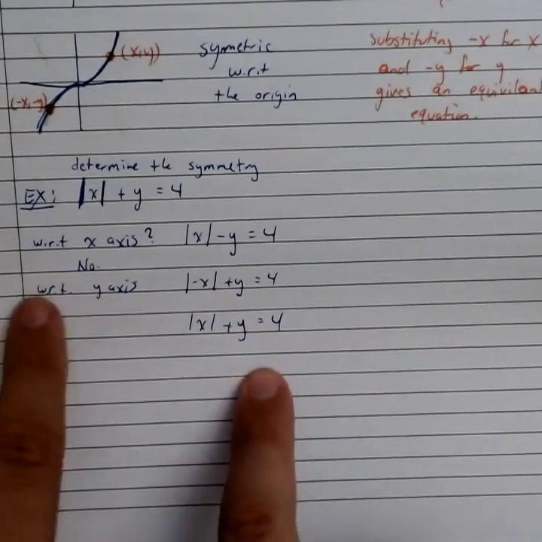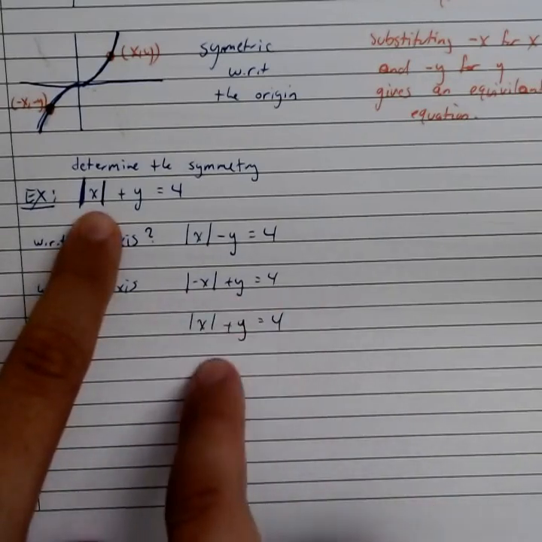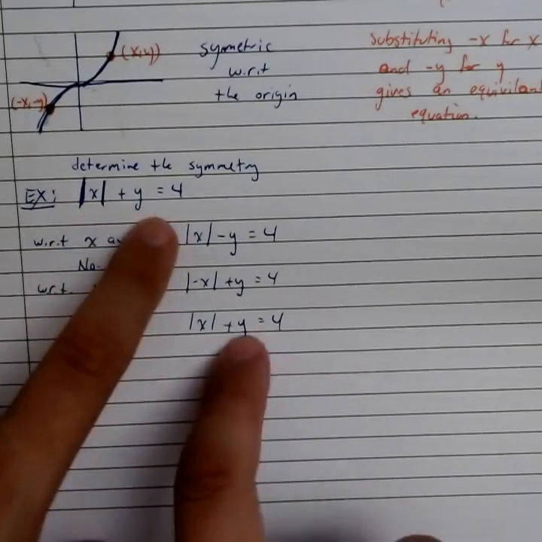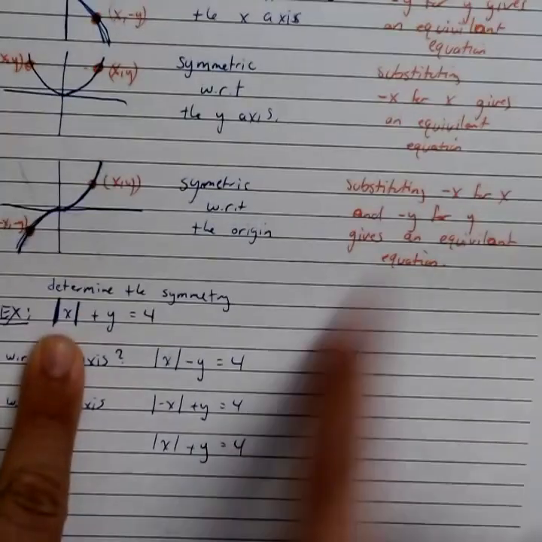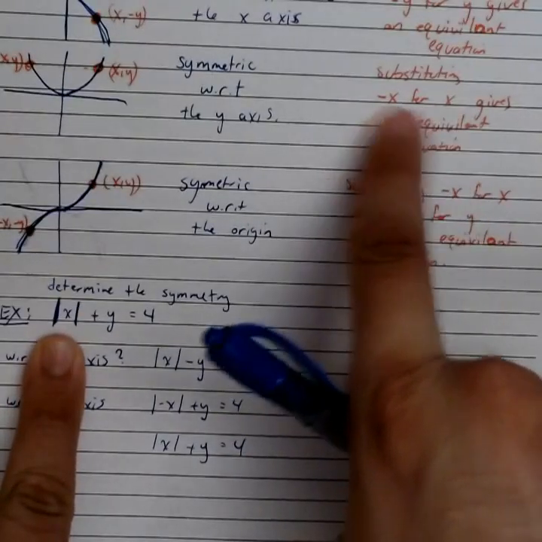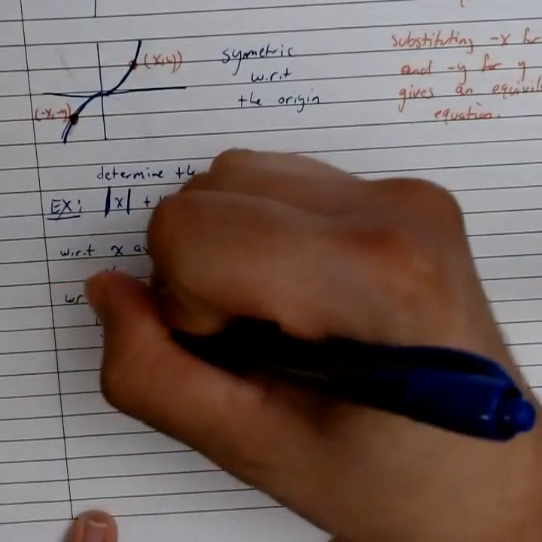Oh, notice, even though I replaced x with minus x, after I simplified, I still ended up with what I started with. So here, replacing an x with a minus x doesn't make a difference. Oh, so replacing an x with a minus x gives me an equivalent equation. So here, yes, this is symmetric with respect to the y-axis.